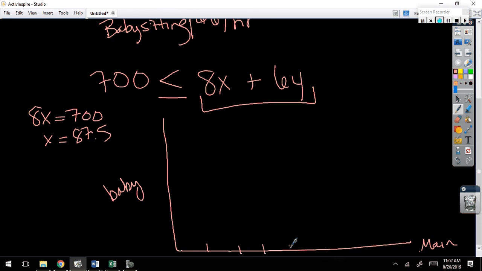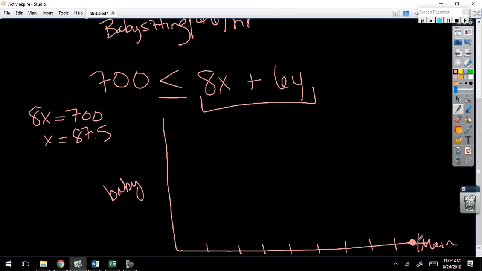10, 20, 30, 40, 50, 60, 70, 80. Why am I just doing that first quadrant? Because we don't need negative. Exactly. You're not going to work negative 4 hours, right? And you're definitely not going to make negative $2. So we only need that first quadrant. Okay, so there we go for the X.